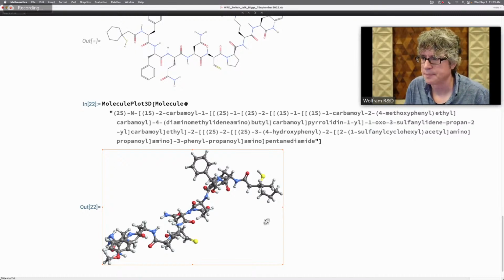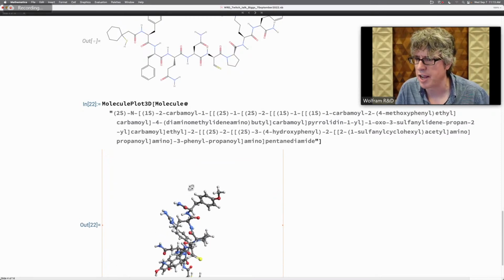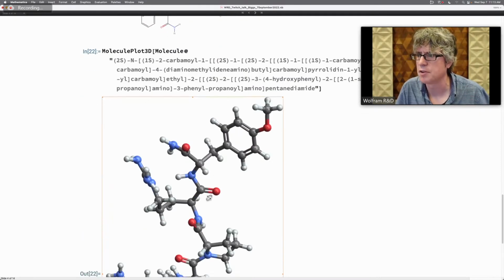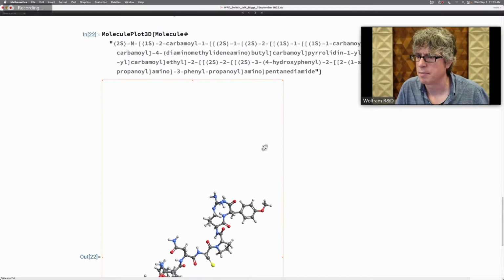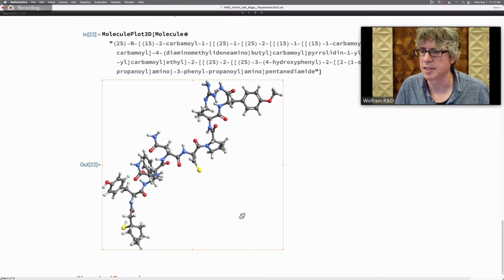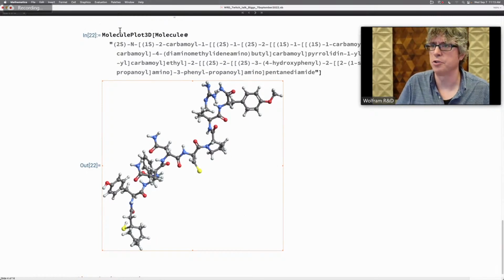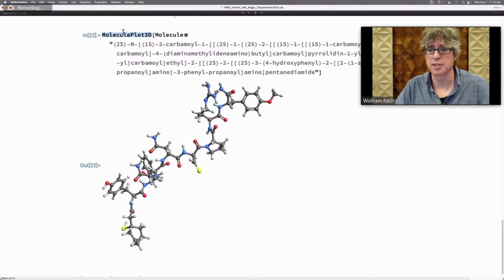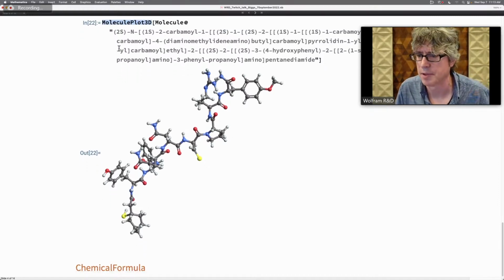The angles, the torsion angles, the bond lengths are all informed by chemistry, and then refined using a force field to quickly minimize the energy. All that happens after you just hit MoleculePlot3D. It asks for the coordinates and it generates them.